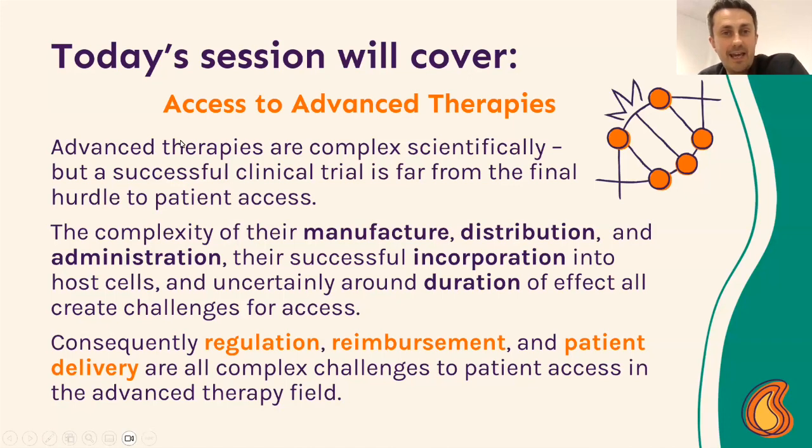The complexity of actually making these therapies, distributing them and administering to the patients is really high. Actually ensuring you have and proving you have that successful incorporation of the new therapy itself, that's genetic material or whatever, into the host cells can be quite challenging. And, you know, there's also uncertainty around the duration of the effect of these treatments. And all of these different variables do create additional challenges when it comes to actually securing access to the therapy itself. And that's what we're going to try and touch on in today's webinar. Really what this boils down to is that regulation, reimbursement, and patient delivery are all really complex challenges to patient access in the advanced therapy field.